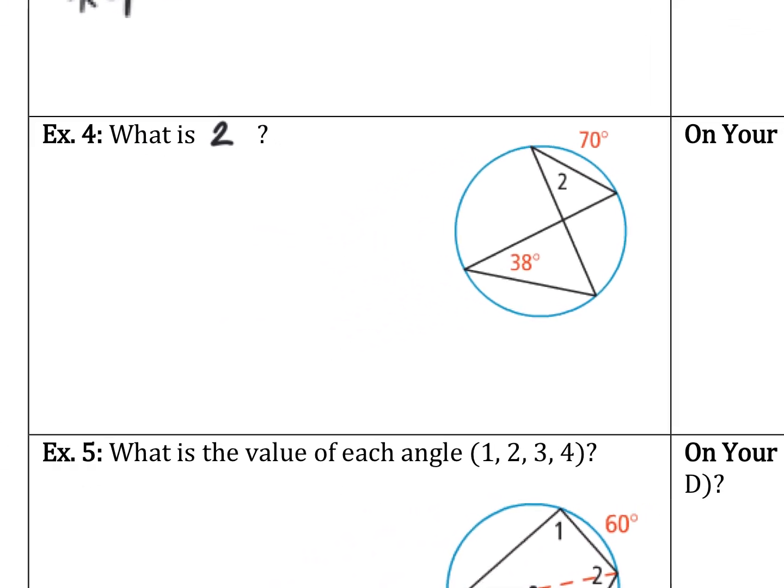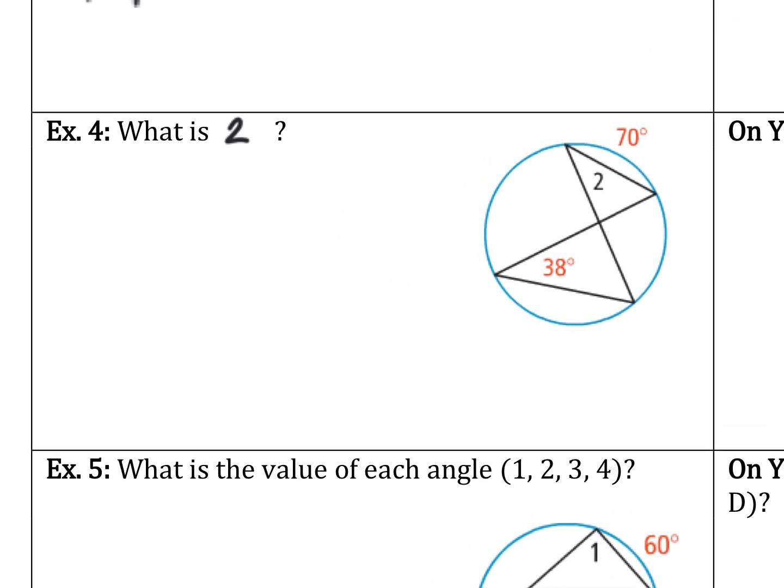Here, what is the measurement of angle 2? So let's look at this one. We can see that this is actually the intercepted arc for this angle, which is 38 degrees, and angle 2 is also lying on the same intercepted arc of 38 degrees, like this angle. It means to say, and we can therefore conclude, that the measurement of angle 2 is the same as this 38 degrees.